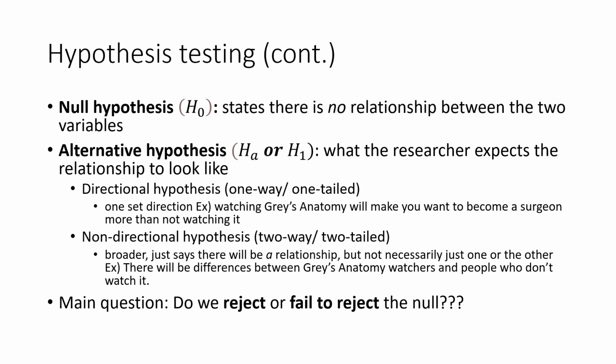And then we also have our non-directional hypothesis, or our two-way or two-tailed. So this is very broad, basically it's saying it's not going to be the null. So it's our alternative hypothesis that's saying that there is going to be a relationship, but I don't think that there's going to be necessarily one or the other. It's not going to go up or down. There's just going to be a relationship. So an example of this is saying that there will be differences between Grey's Anatomy watchers and people who don't watch it.